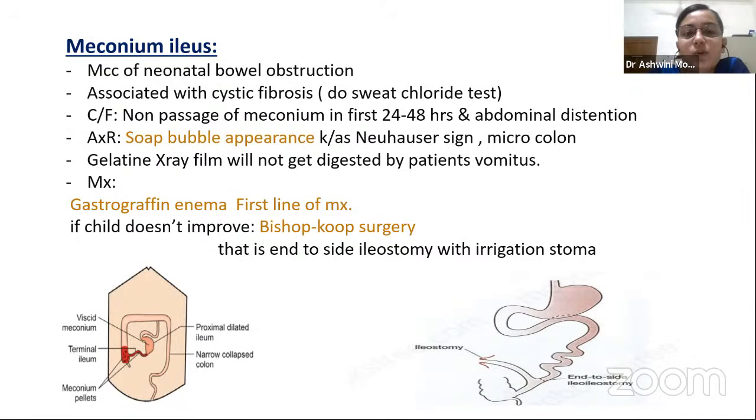So what surgical approach will be there? That will be the Bishop-Koop surgery. In that, we are doing end-to-side ileostomy with irrigation stoma. So for understanding this thing, we must know the pathophysiology.